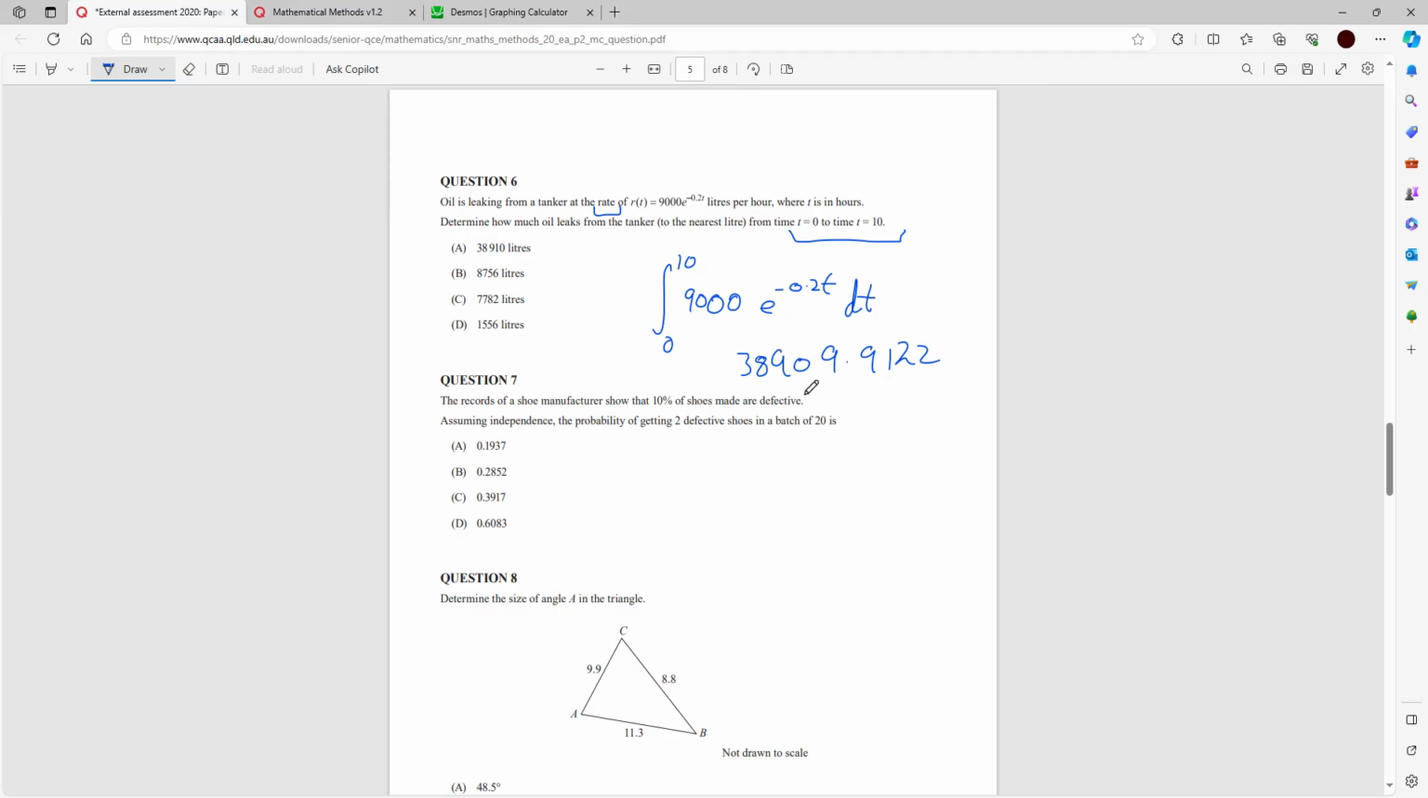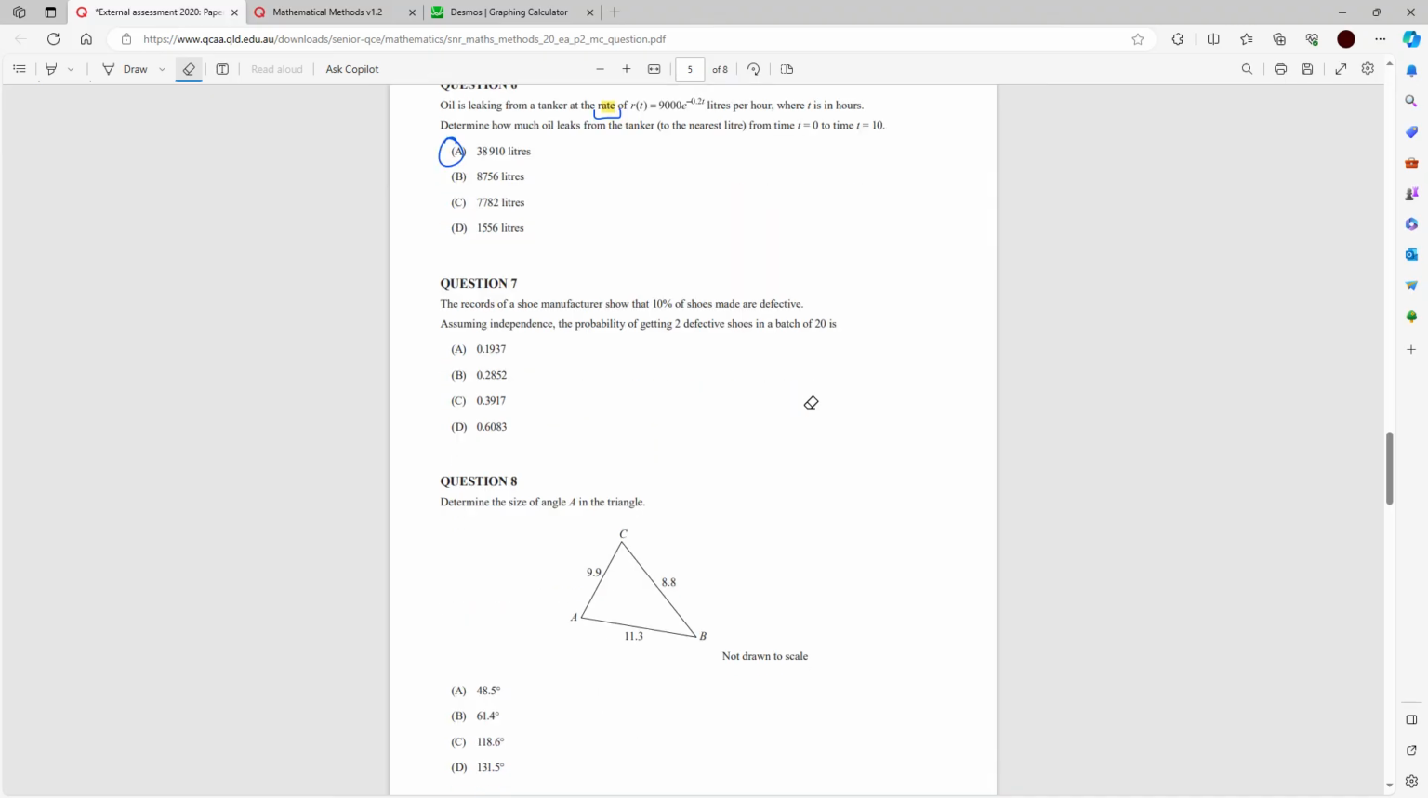and you get roughly 38909.9122. So what they said is to the nearest liter, so you're going to round it. If I rounded that, that'd be 38910. So if we look for that, that's answer A. So that's the correct answer there. Okay. So the key word about this question was the word rate. That means rate of change. So if you want to find the actual amount, you need to integrate a rate of change to give you a position or amount of oil at a particular time. Okay. So that's how you'd answer question 6.